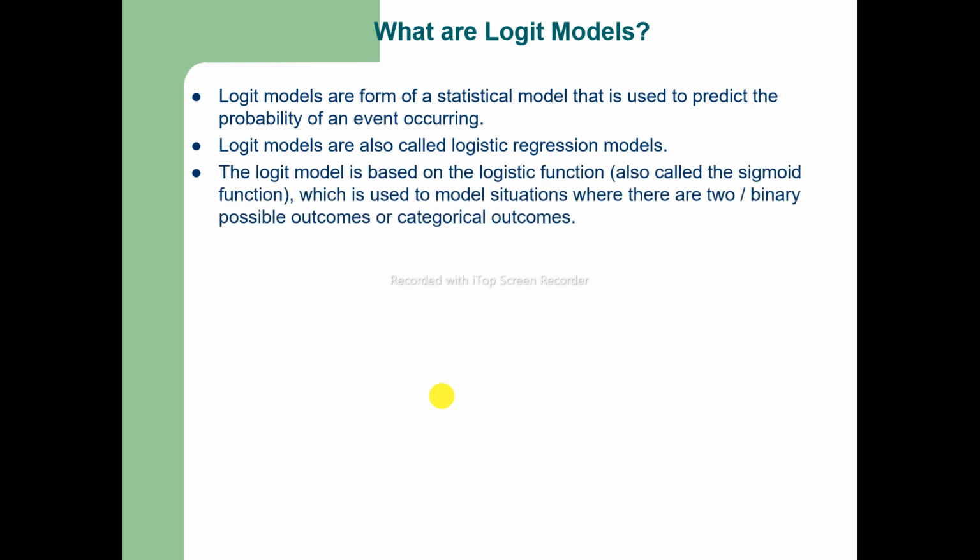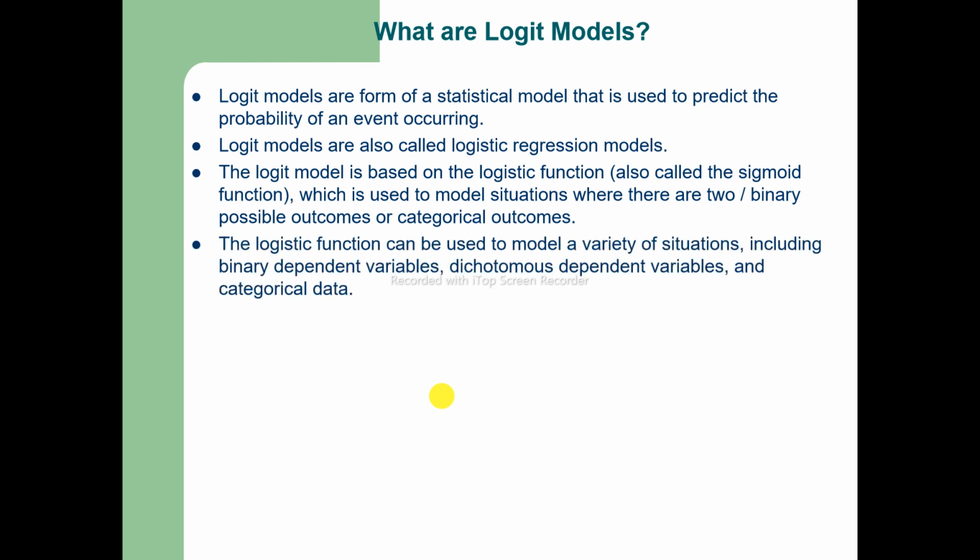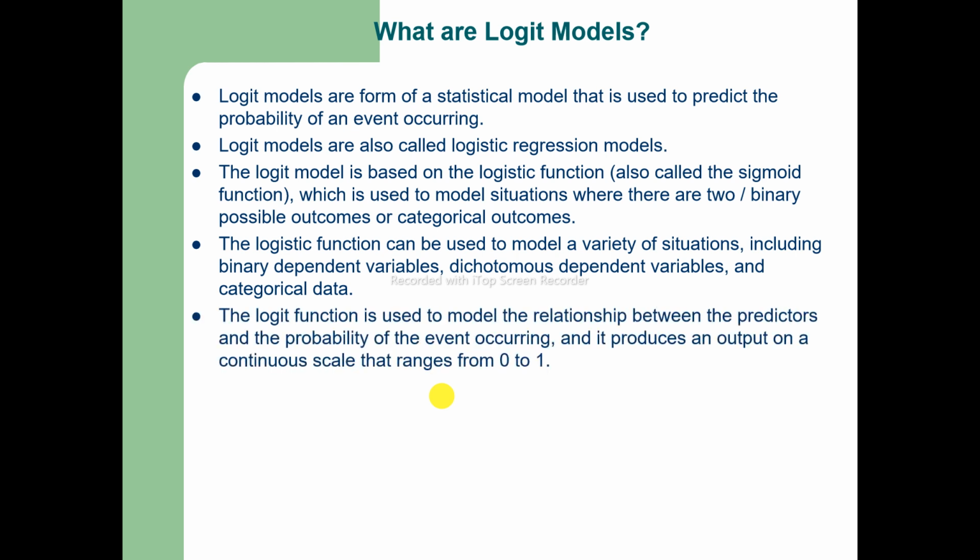The Logit model is based on the logistic function, which is used to model situations where there are two possible binary outcomes or categorical outcomes. The logistic function can be used to model a variety of situations, including binary dependent variables, dichotomous dependent variables, and categorical data. The logit function is used to model the relationship between the predictors and the probability of the event occurring, and it produces an output on a continuous scale that ranges between 0 and 1.